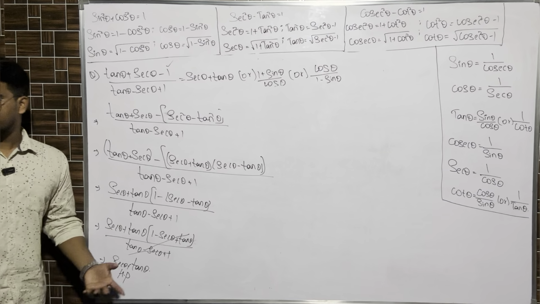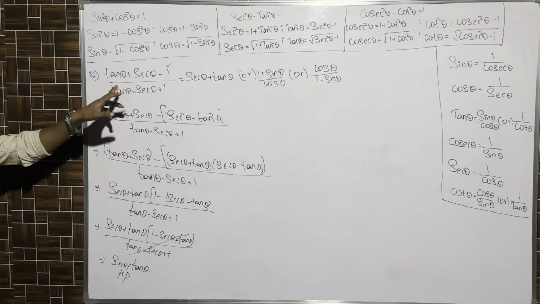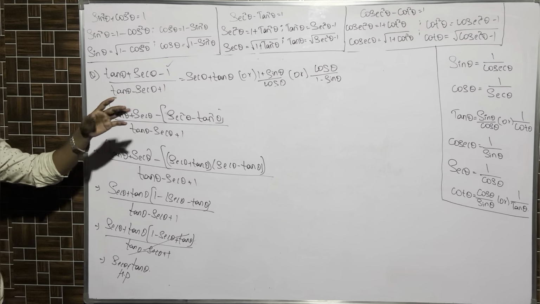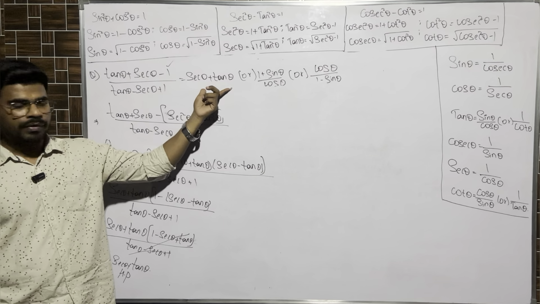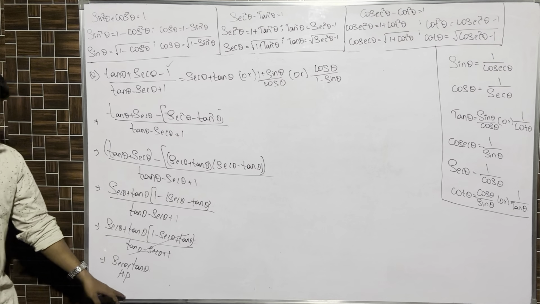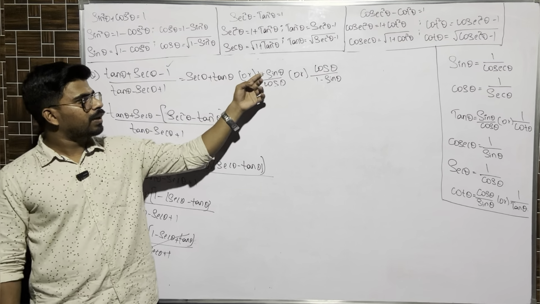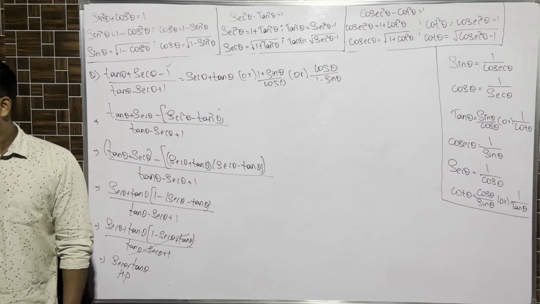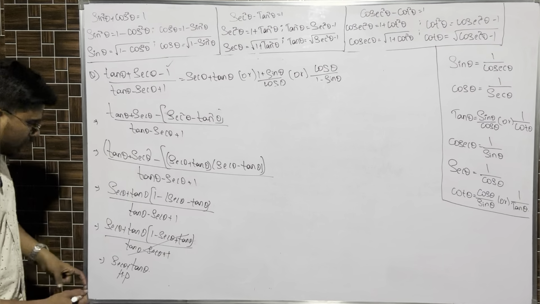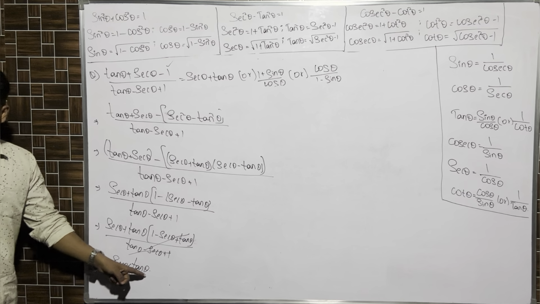Right. This question can also be the one we solved: tan plus secant minus 1 by tan minus secant plus 1. Till here we proved secant plus tan theta. Also in some cases in this question, the left hand side will be the same, and the right hand side will be 1 plus sin theta by cos theta. He will ask us to prove till 1 plus sin theta by cos theta. Continuation from here, secant theta plus tan theta we already got.